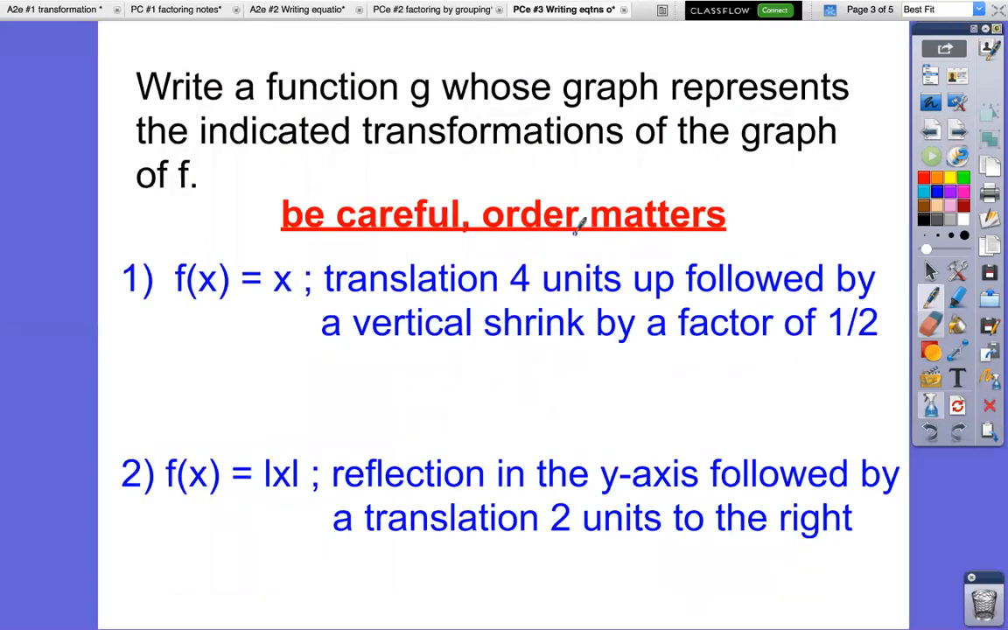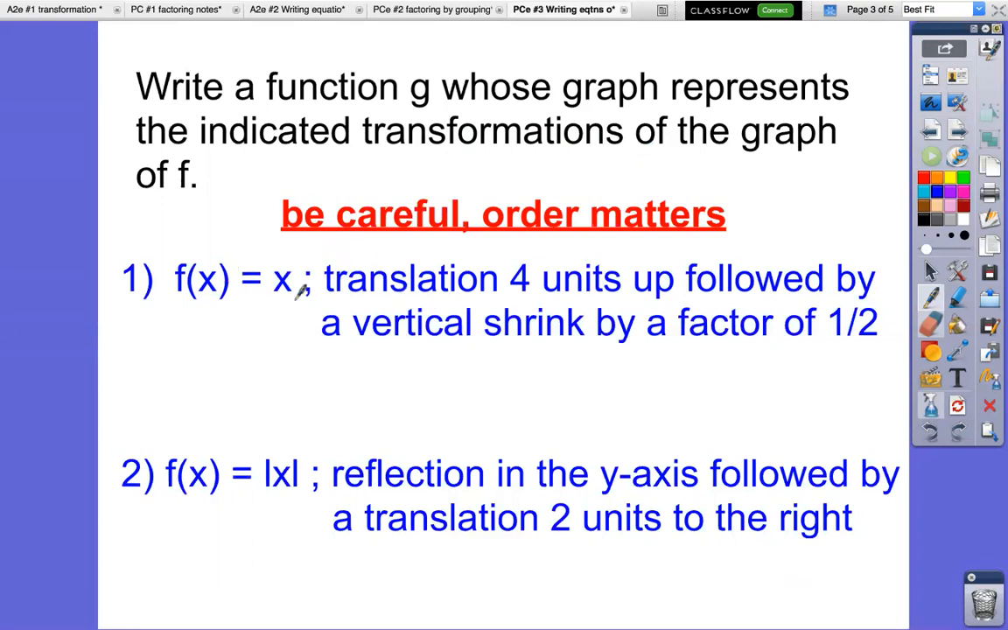So here's the other part. So writing a function g. So basically, if this is my f function, I want to write a new function with this translation, whose graph represents the indicated transformations of the graph of f. I want you guys to be very, very, very careful. So we started this yesterday. We're wrapping it up today.